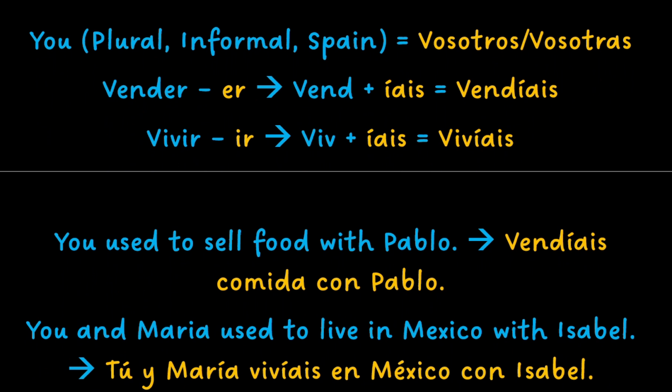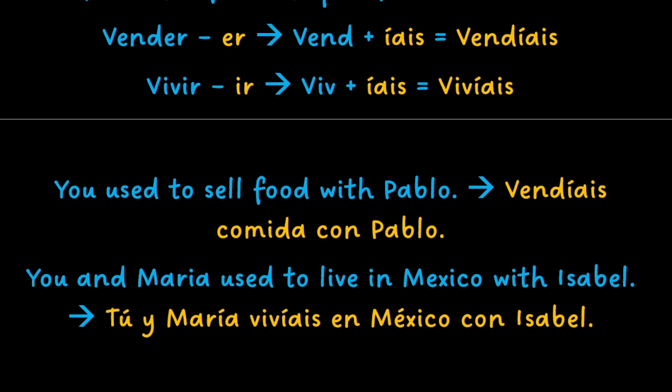You in Spanish when speaking to multiple people informally and in Spain is vosotros or vosotras. And to conjugate this, we drop the ER and IR endings and add I with an accent, ais. So to say you used to sell, vender becomes vendíais, and to say you used to live, vivir becomes vivíais. You used to sell food with Pablo is vendíais comida con Pablo. You and Maria used to live in Mexico with Isabel is tú y María vivíais en México con Isabel.